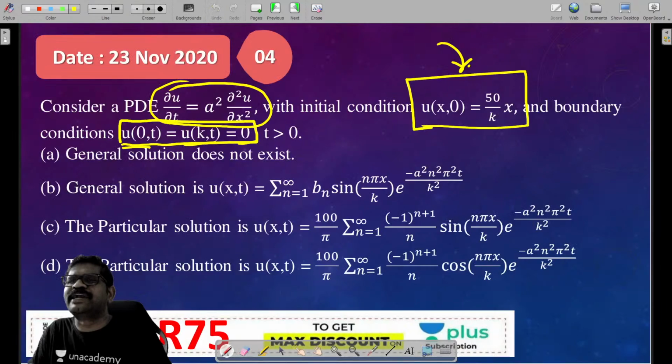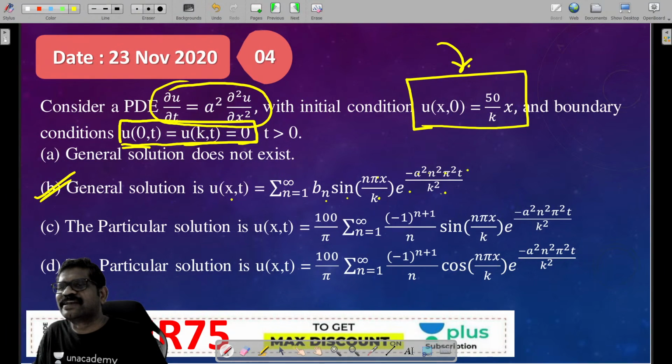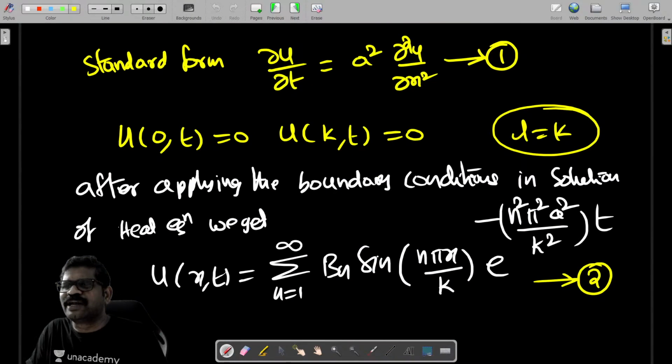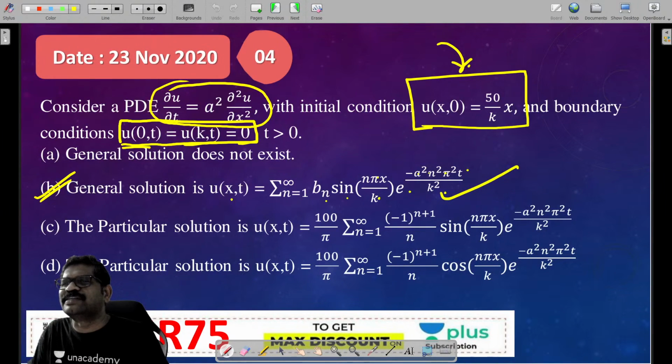Equation 2 is provided among the options, that is the second option. The general solution is u of x comma t is bn sin n pi x by k e power minus n square a square pi square t by k square. Okay, so second option. Next, particular solution. How to get the particular solution? You have to implement the initial condition. What is the initial condition? U of x comma 0 is 50x by k.